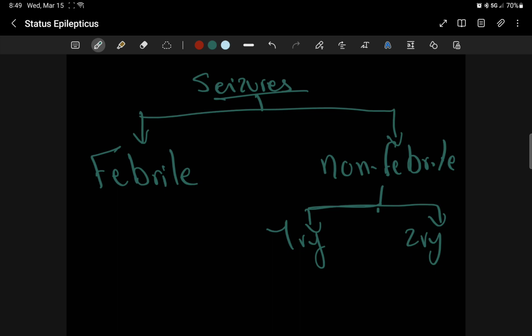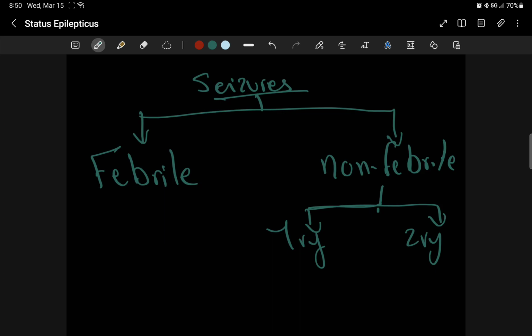which one would strike you more as emergent? Usually when I ask that question to my students or my residents, they will always say generalized seizure is more concerning. And it is more concerning because the length of the seizure equals brain damage. So time is brain in status epilepticus.